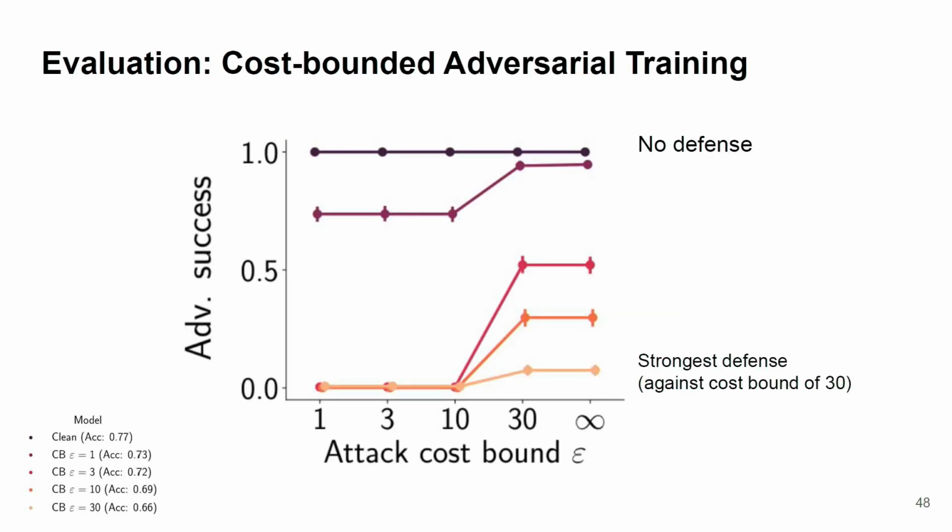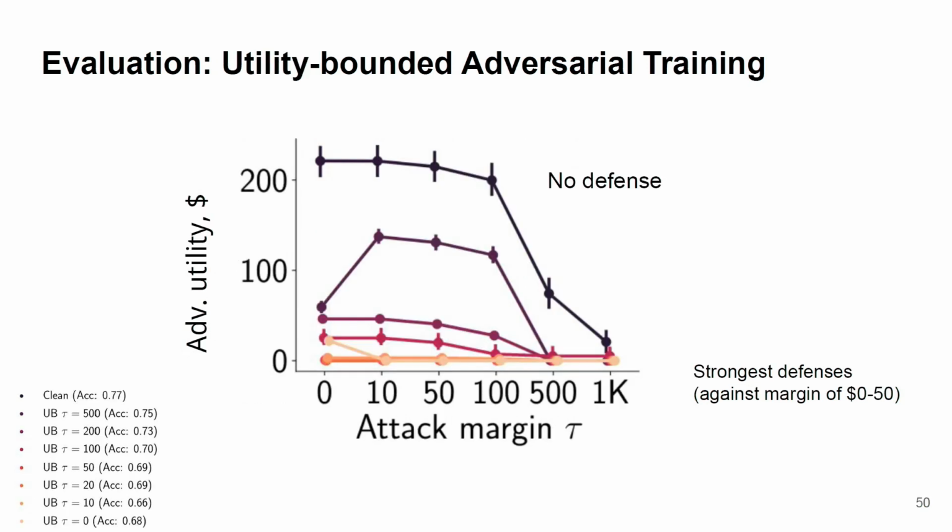And our defenses, we also evaluate them over the same set. And you can see that if you do the adversarial training for a cost-bounded adversary, then applying different cost bounds during the training, we can have models with a different accuracy and with a different degree of protection from adversarial examples. And the same holds for utility-bounded adversarial training.